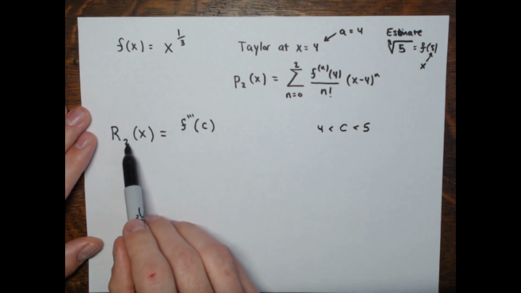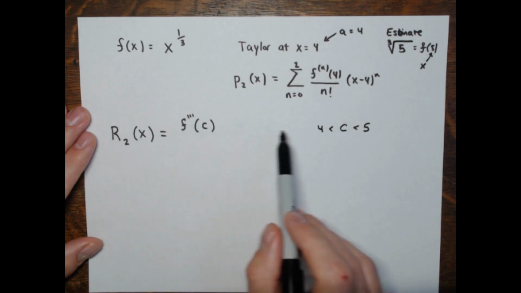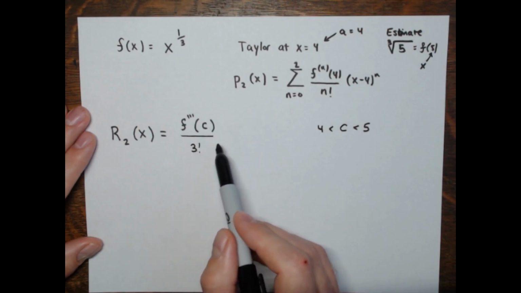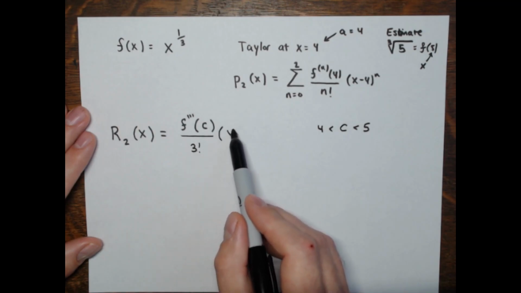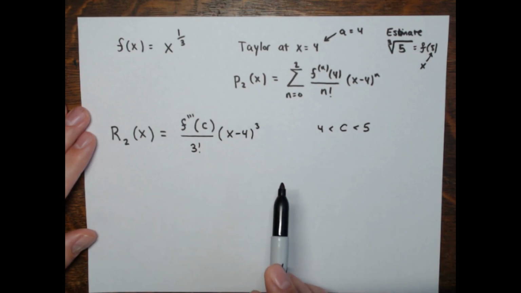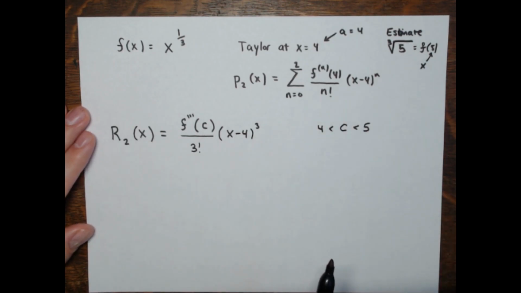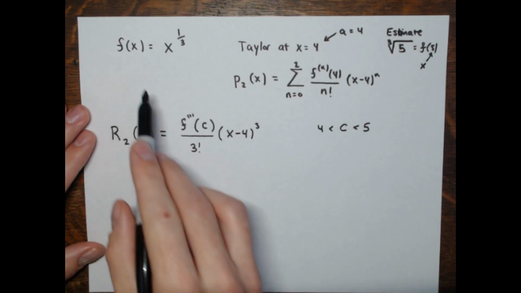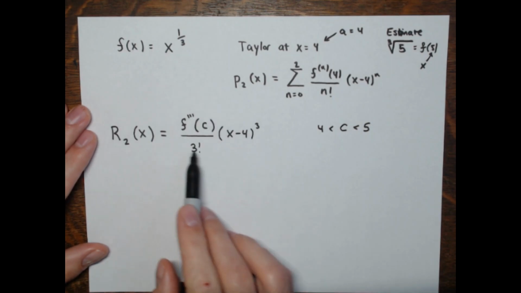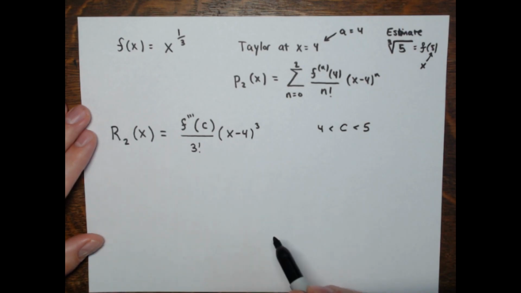So this second remainder, the remainder after the second Taylor polynomial, is the third derivative at some value between 4 and 5 divided by 3 factorial, divided by 6, times x minus 4 to the third power. And again, we'll replace x with 5 in a second. Now, I need to go down to the third derivative if I want to determine the bound for this error. What value would this error always be less than or equal to when I take the absolute value, when I do absolute error?